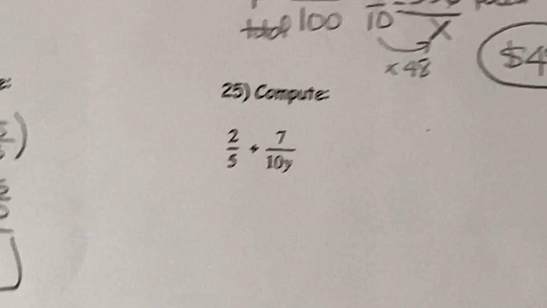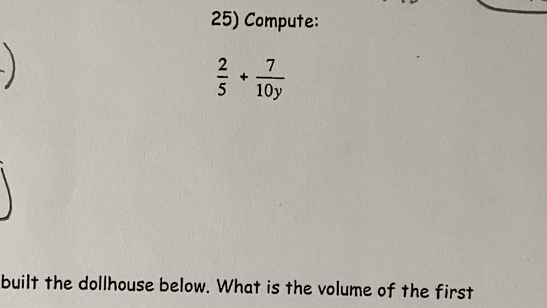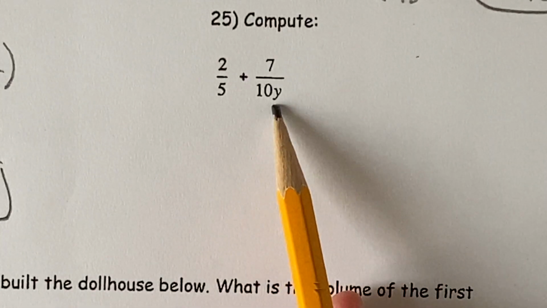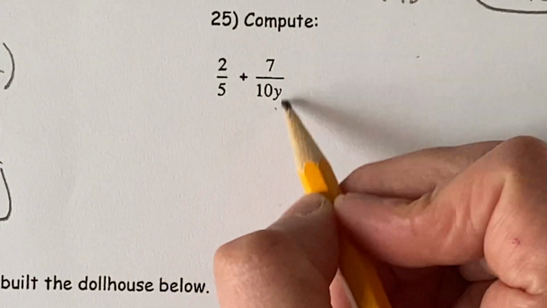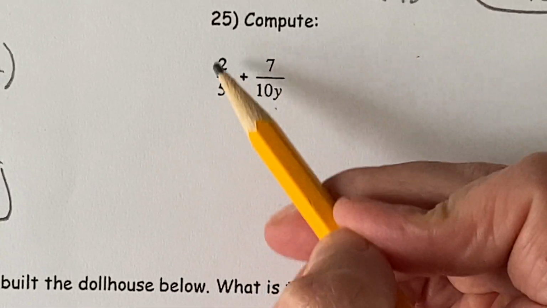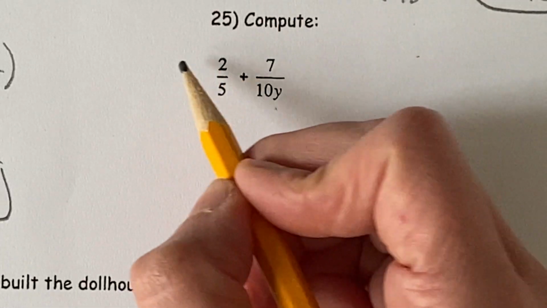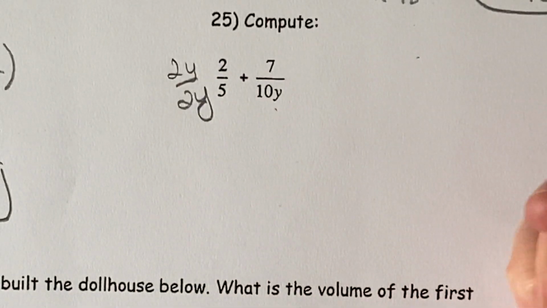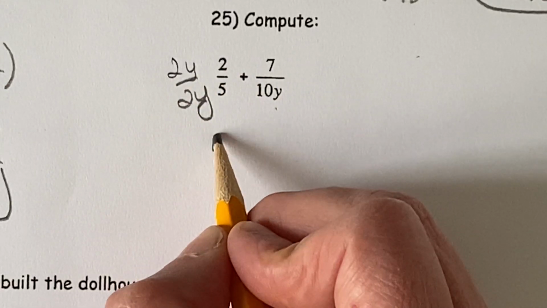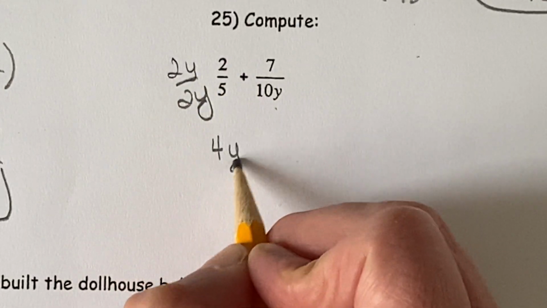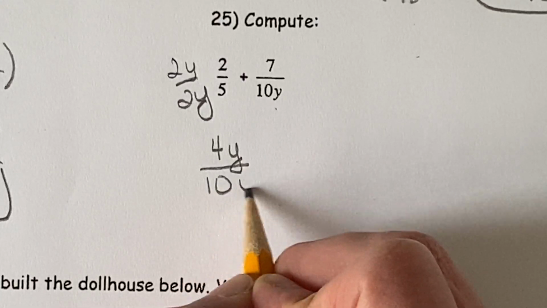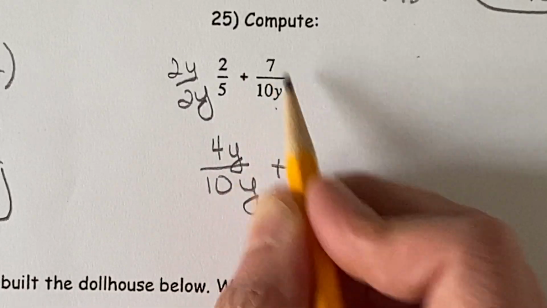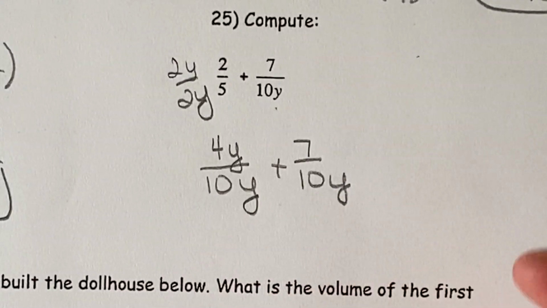Okay, looking at number 25. My common denominator is going to be a 10y. So I am multiplying this by nothing. I am multiplying this by a 2y. So my numerator is going to become 4y over 10y plus 7 over 10y.